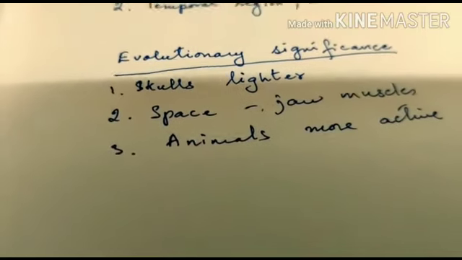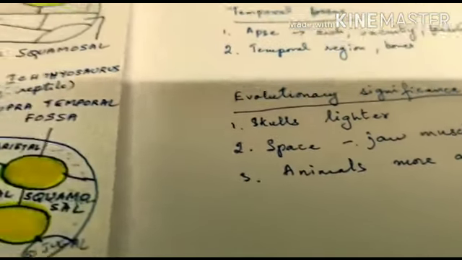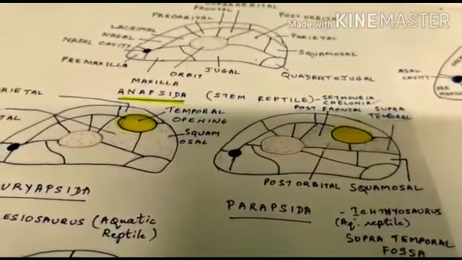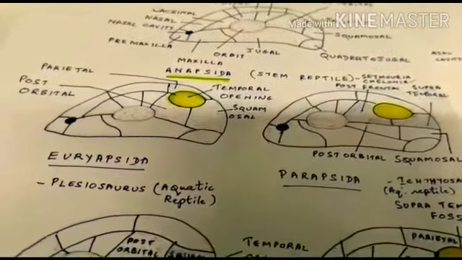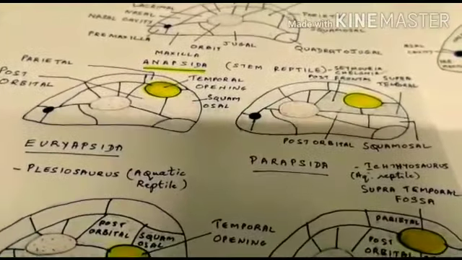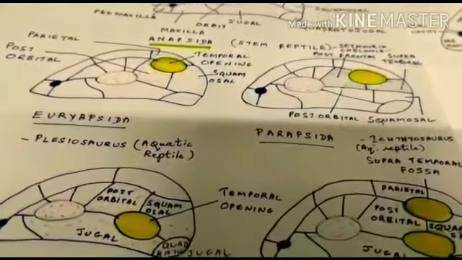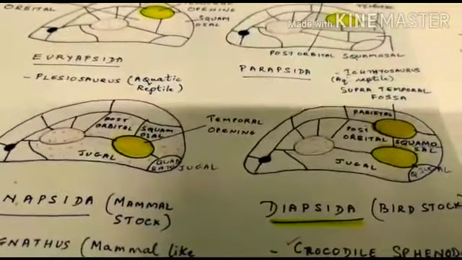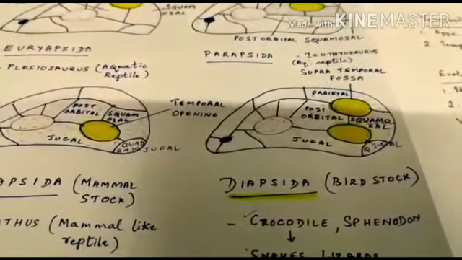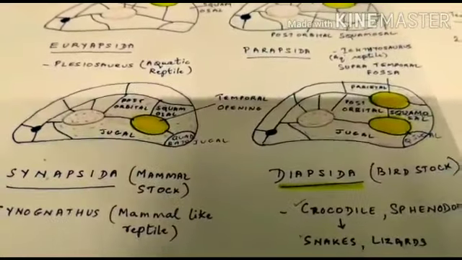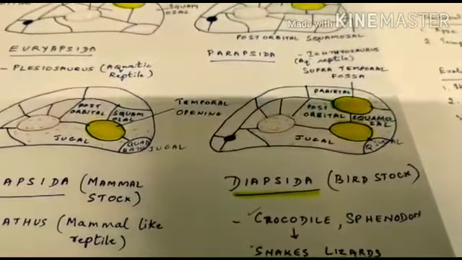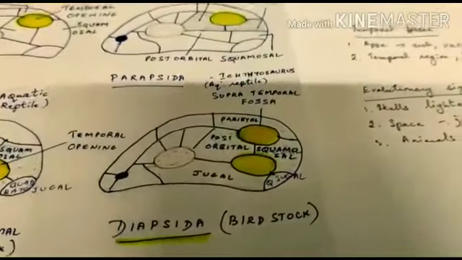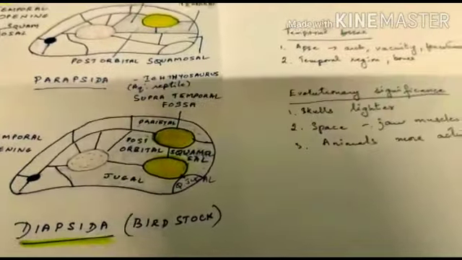So in today's class, we have briefly discussed the various types of skulls, and we have understood what the evolutionary significance is, and we have understood how these skulls are located in the different animals, and what are the different types of skulls, and the different types of bones which go into the skulls, and the kinds of animals in which they are found.